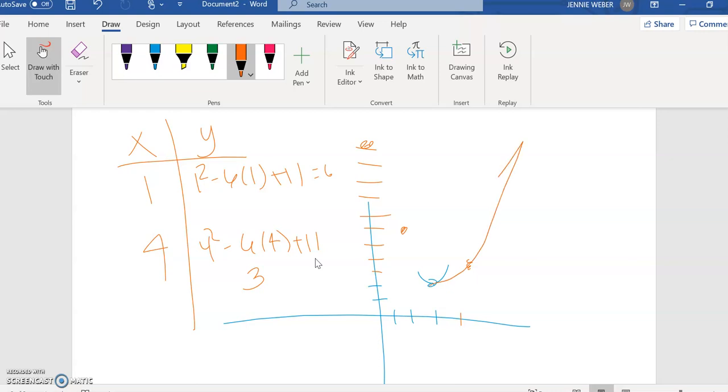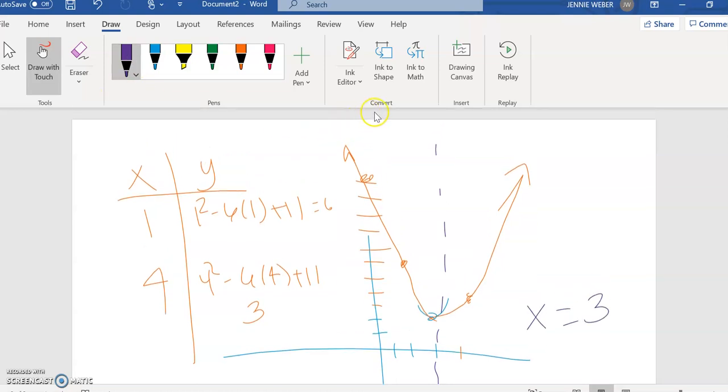I'm not drawing very well. There we go. And there is my graph. Now my line of symmetry is always going to be through the x-coordinate of the vertex, so this is going to be x equals 3. And there I have my graph.